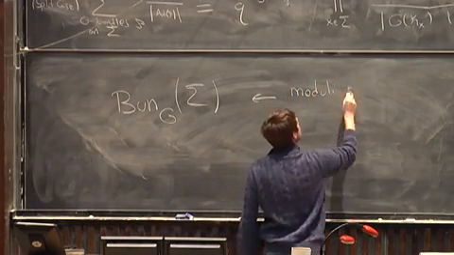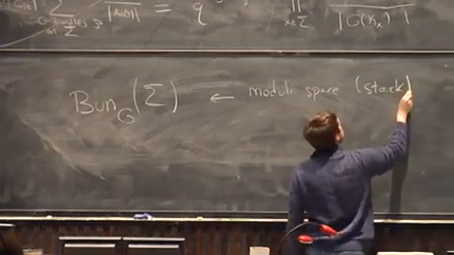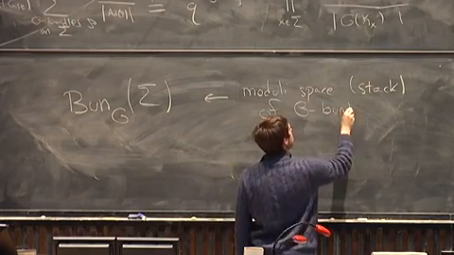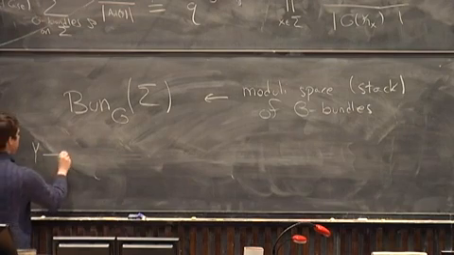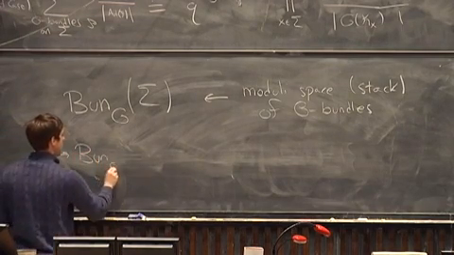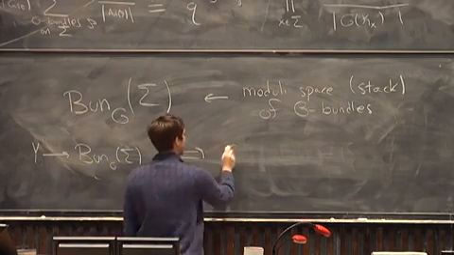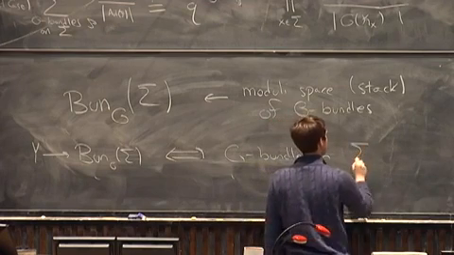So I'm going to call this the moduli space, although the real word I should use is stack. So this is the moduli space of G bundles. And what does that mean? It means that giving a map from Y into Bun_G(Σ) should be the same data as giving a G bundle on Σ × Y.